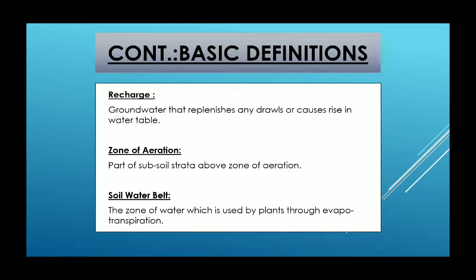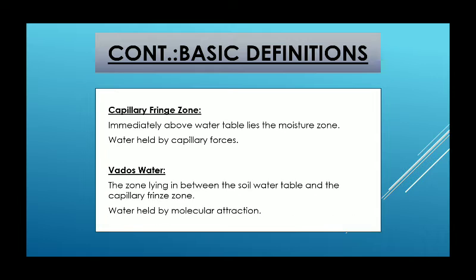Next one is the soil water belt. The zone adjacent to the surface which is used by plants through evapotranspiration is known as the soil water belt. Next term is the capillary fringe zone. Situated immediately above the water table lies the moisture zone, called the capillary fringe zone. Water in this zone is held primarily by capillary forces.